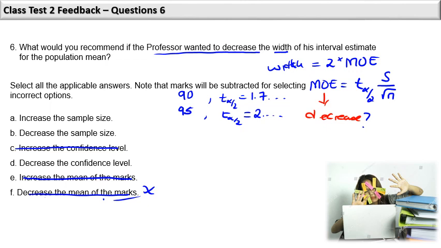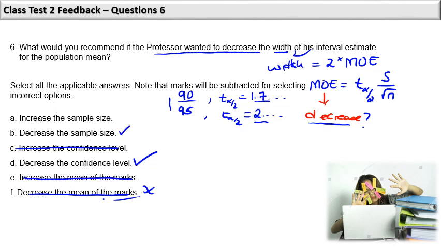is incorrect. Now you see, if 95% gives me a t-value of 2 point something and 90% gives me a t-value of 1.7, that means if I decrease my level of confidence, I am in actual essence decreasing my margin of error, which means I am decreasing my width. So this one is correct. Now we come to this last two. Should I increase my sample size or should I decrease my sample size?